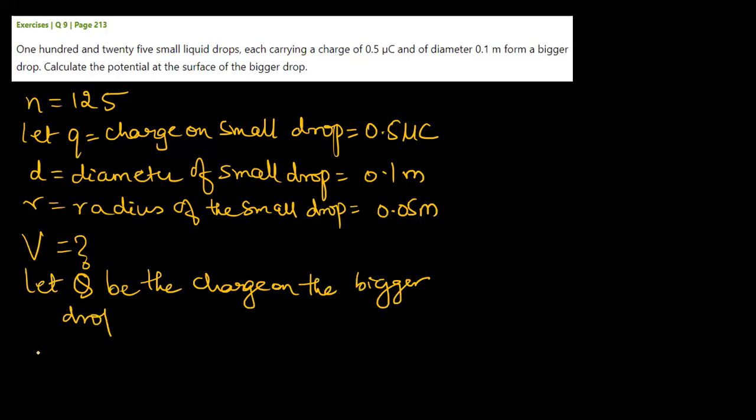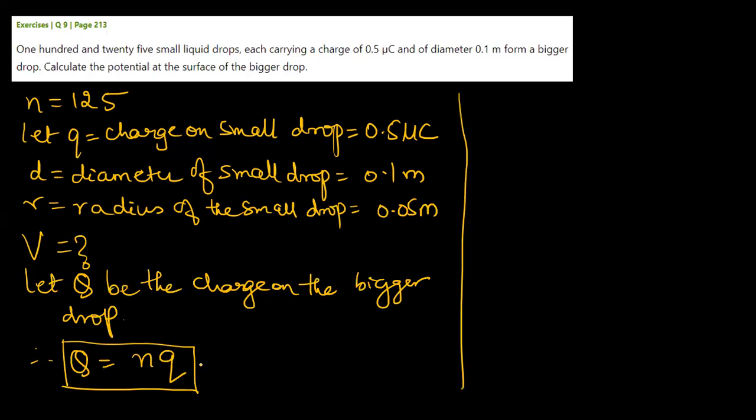So the charge on the bigger drop Q is given by n times small q. Now how did I get this formula? Apart from this question, I'm telling you how I got it. Suppose I have 10 charges, and each charge is of 1 coulomb.